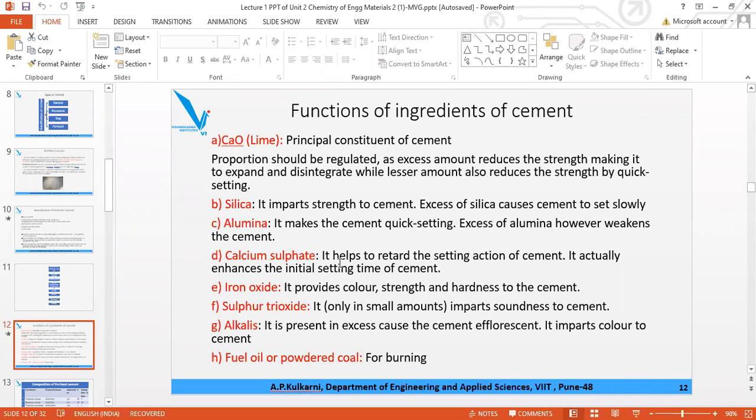After adding water, you will get a paste, and within a particular period you should be able to apply that paste for the construction work. But if it turns into a stone-like mass, it is called quick setting. That should not happen. That is why a little amount of gypsum is added.